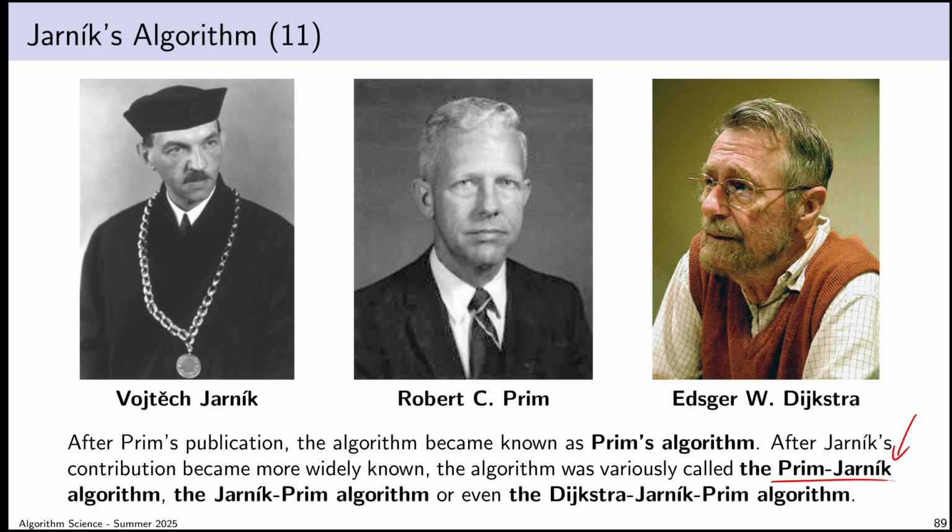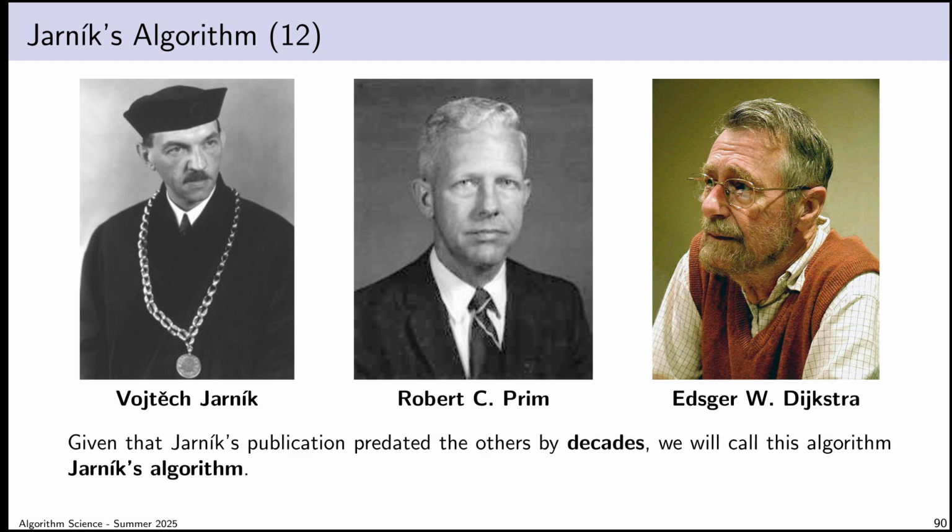If we're going to give Jarník an acknowledgement, why does Jarník come second? Alphabetically, Jarník comes first. Jarník also was the inventor of the algorithm 27 years before Prim approached the problem, so why is Prim's name first? It makes no sense. And the more I thought about that, the more I realized that even this compromise doesn't make any sense. We should just be calling it Jarník's algorithm.